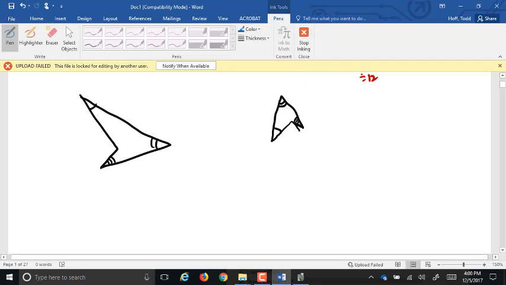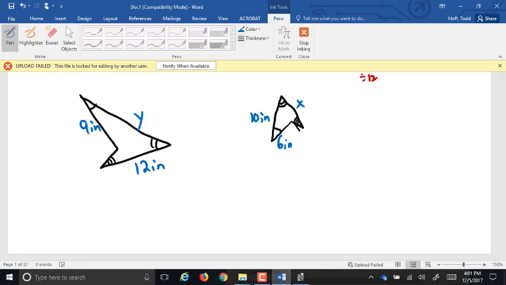If I label, let's see here. I'm going to call this side here 6 inches. This one's going to be X. I'm going to call this one 10 inches. This is going to be 9 inches. I'm going to call this Y. And I'm going to call this one 12 inches. I'm going to ignore that 4th side on each of them for now. In your notes, I want you to take a couple minutes, try to find X and Y. We'll talk about it in a minute.